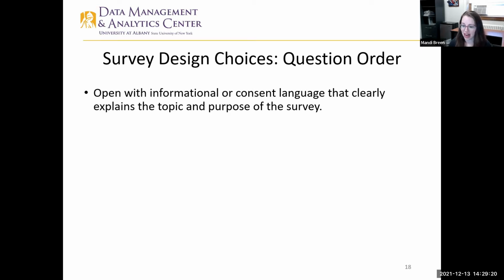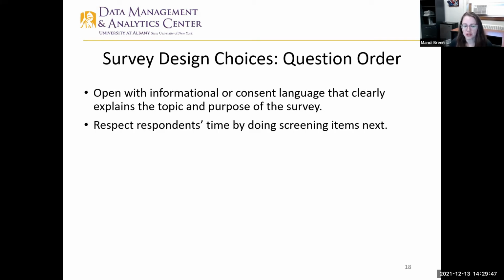So you want to start with that, especially because that consent language can sometimes be required in a very particular way by the IRB. But also just to make sure that they know everything they need to know up front and are still willing to participate. You don't want them to get in 2 or 3 questions to get their buy-in and then have them drop out because the survey isn't what they thought it was going to be.